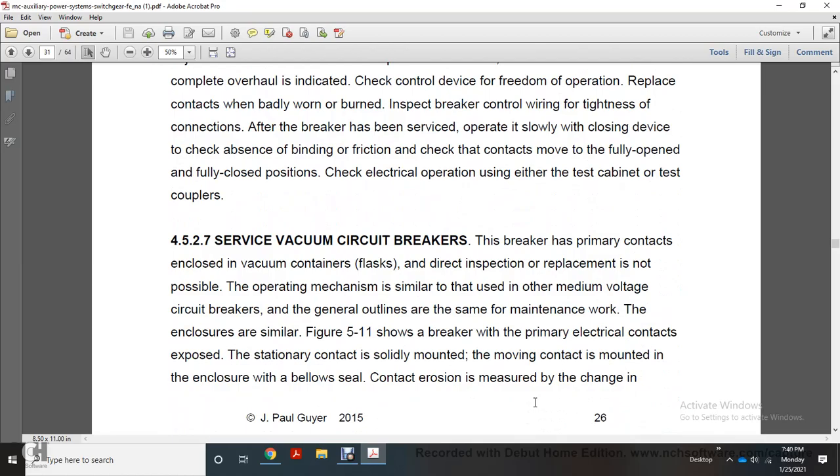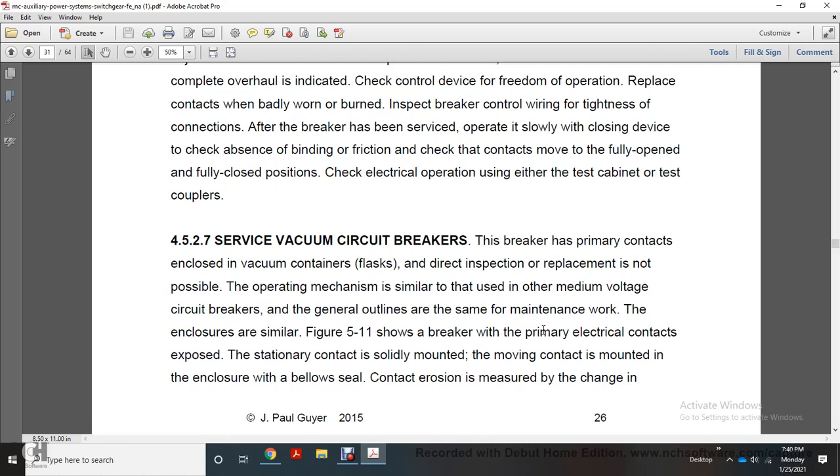Service of vacuum circuit breakers. The breaker has its primary contacts enclosed in vacuum containers or flasks, so direct inspection and replacement is not possible. The operating mechanism is similar to other medium voltage circuit breakers, with the same general outline. Maintenance work on the enclosure is similar.